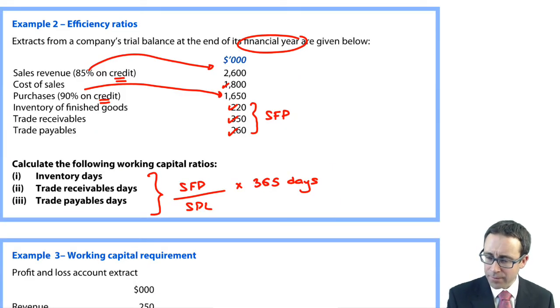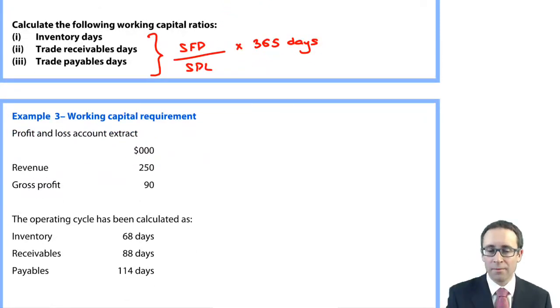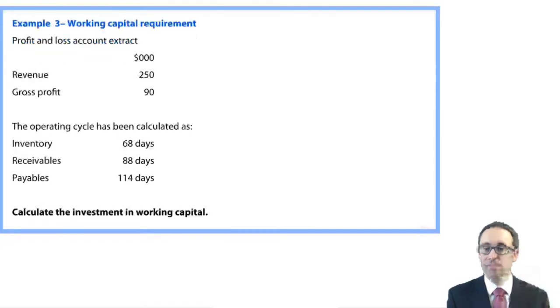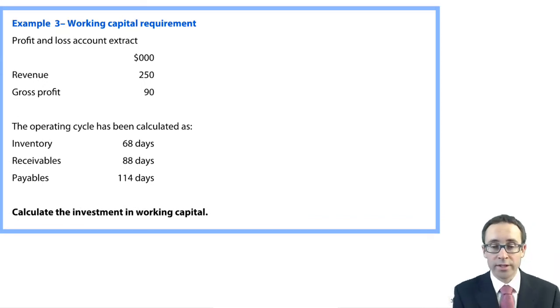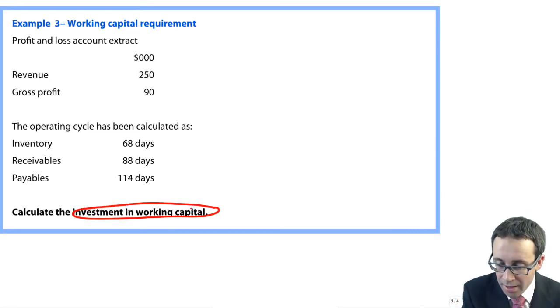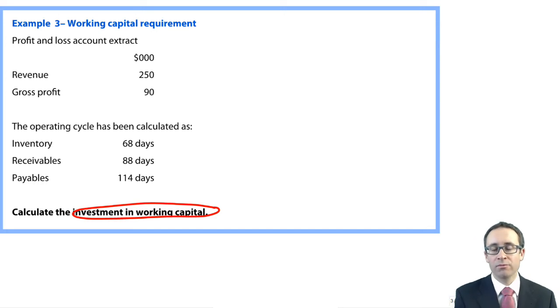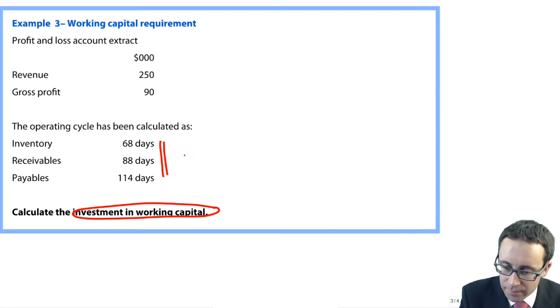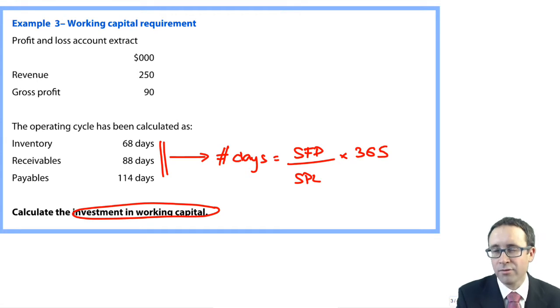What you may have to do, instead of working out the number of days and the working capital cycle, is look at the physical amount of working capital that you require within the business. So the question, instead of asking you to work out the number of days, is asking you to work out the investment in working capital. How much in raw dollar terms should you have in inventory, receivables and payables? What's given is the operating cycle figures in days, and we know the number of days is the statement of financial position figure divided by profit or loss, multiplied by 365.